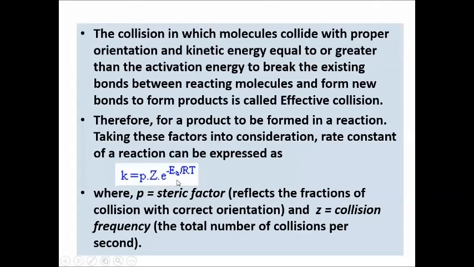Now what do this P and Z represent? We'll see. P represents the steric factor. That is, it reflects the fraction of the collisions with correct orientation. And Z represents the collision frequency. It is the total number of collisions per second. So this is the effective collision, where we are having the rate constant as P into Z e raised to minus Ea by RT.